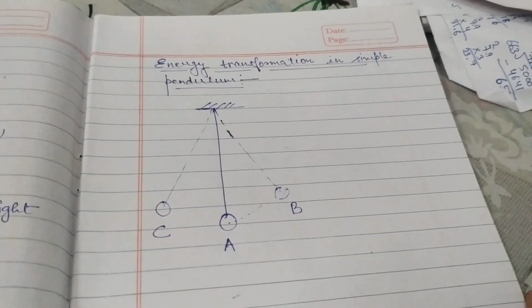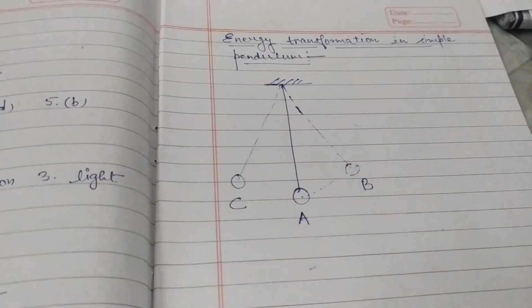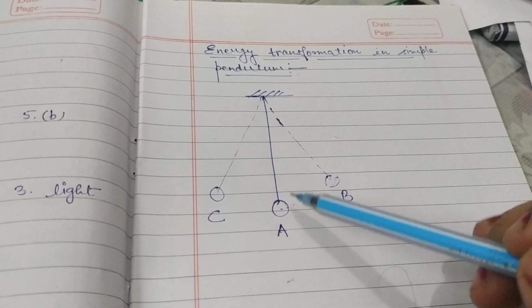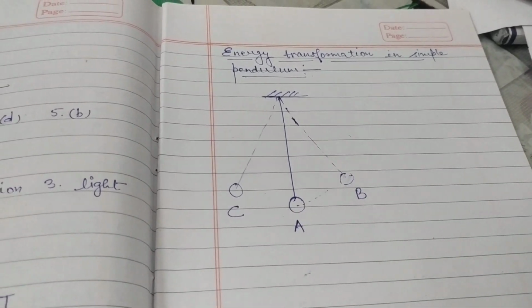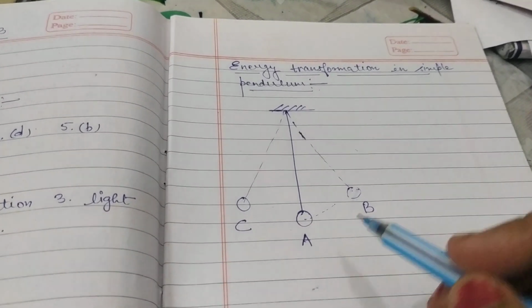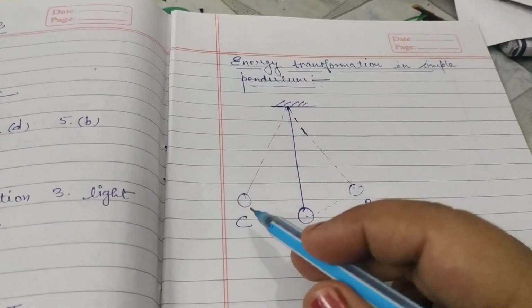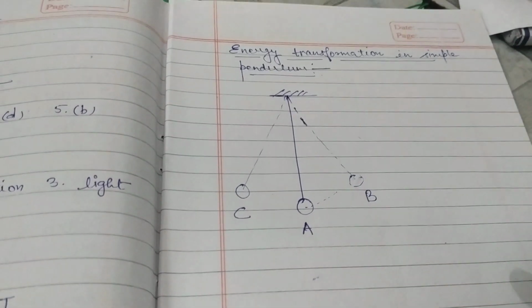So children, we were to discuss energy transformation in a simple pendulum. So here I have drawn a simple pendulum. This is the support, this is the string, this is the bob over here, and A is the mean position, B and C are the two extreme positions.